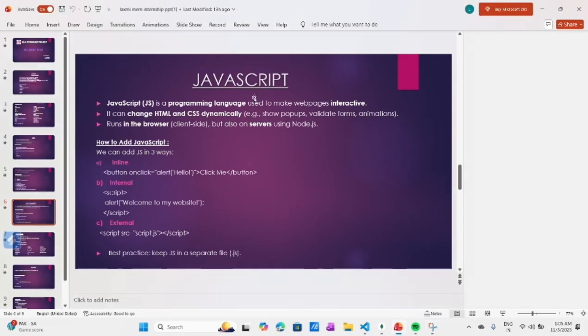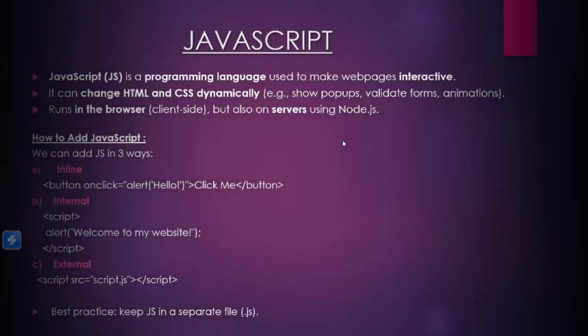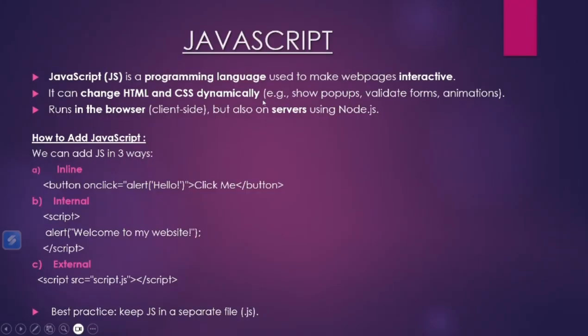And here comes the interactive part. JavaScript is a programming language used to make web pages interactive. It can change HTML and CSS dynamically, like to show pop-ups, validate forms, and create animations. It runs in the browser, client side, but also on the server using Node.js. We can add JavaScript in three ways: inline, internal, and external.